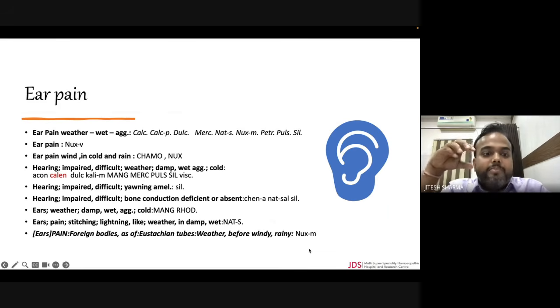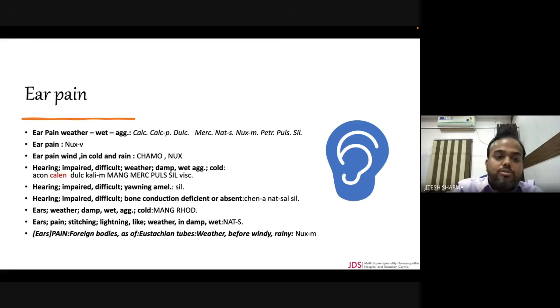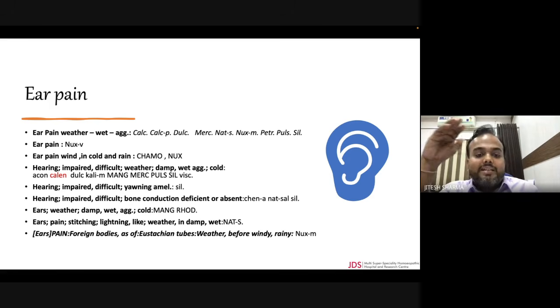Ear pain with wet weather aggravation: calcarea phos, dulcamara, Mercurius sol, natrum sulph, nux moschata, petroleum. These are the top remedies which can help ear pain in cold and rain, that is chamomilla and nux vomica. So there is cold also and it is raining as well, so that is chamomilla and nux vomica. How? The draft of air aggravates.